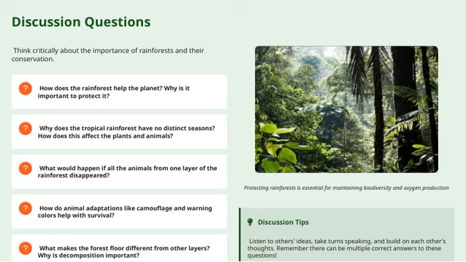Now, how exactly does the rainforest help the planet? Well, they act as the Earth's lungs by absorbing carbon dioxide and releasing oxygen. They also influence weather patterns and provide habitat for countless species.